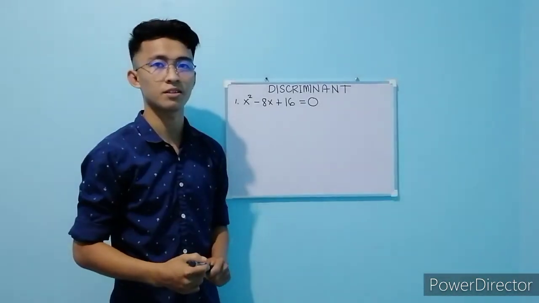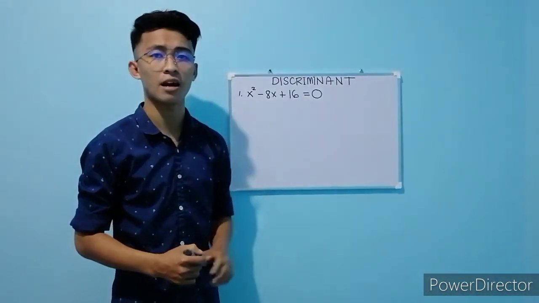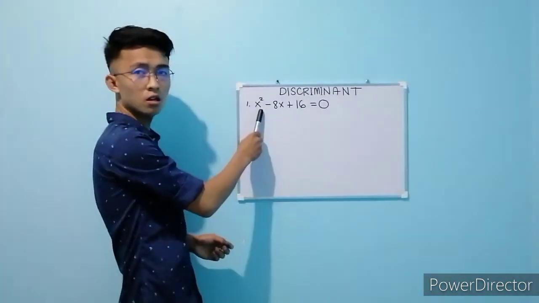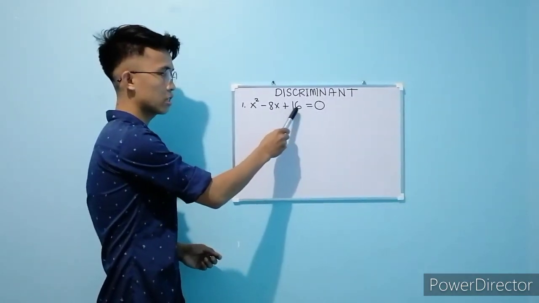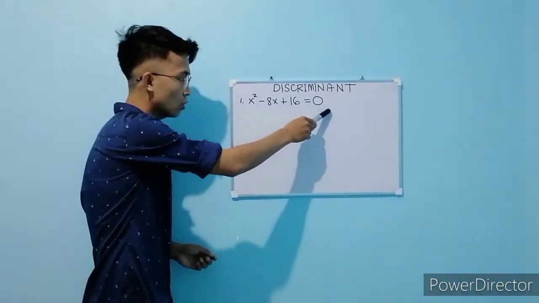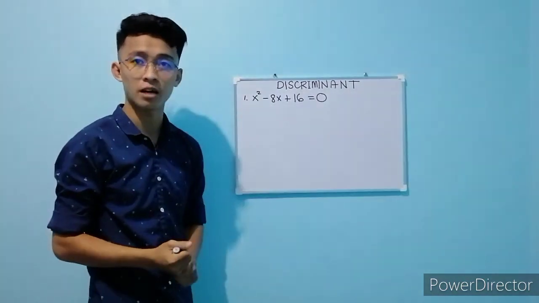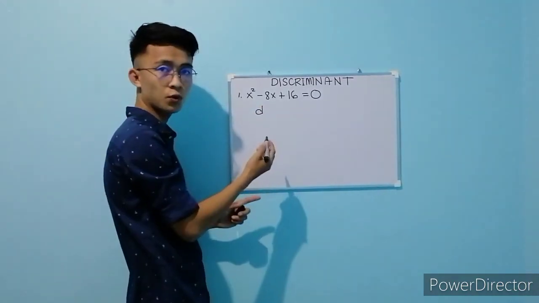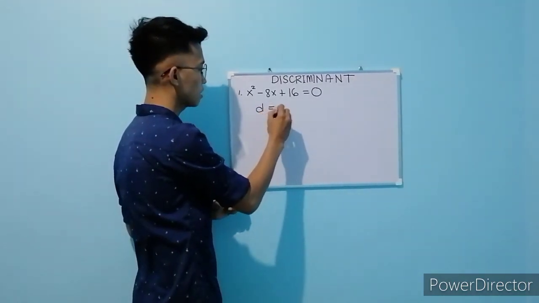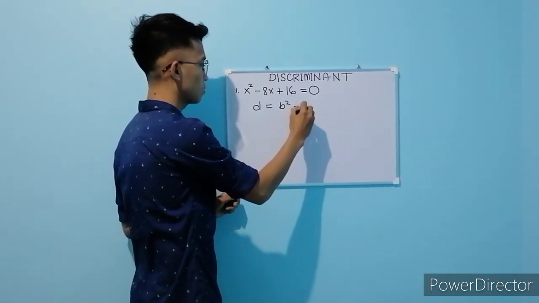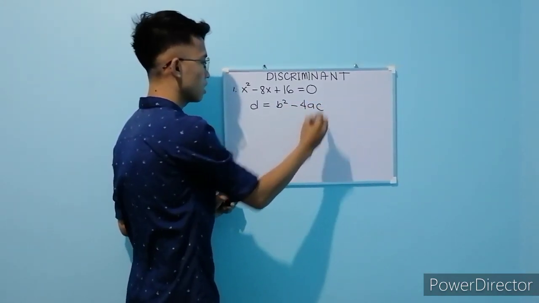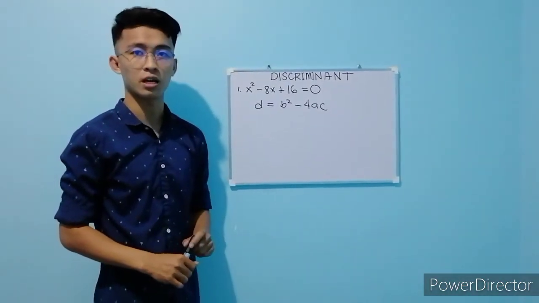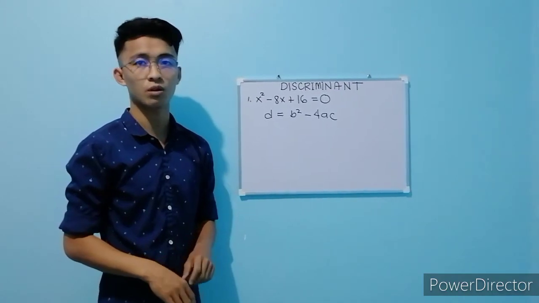Okay, so let's look at some examples on how the discriminant applies in a quadratic equation. Suppose we have this equation, x squared minus 8x plus 16 is equal to 0. How do we apply the discriminant? The formula for the discriminant is D equals B squared minus 4AC.